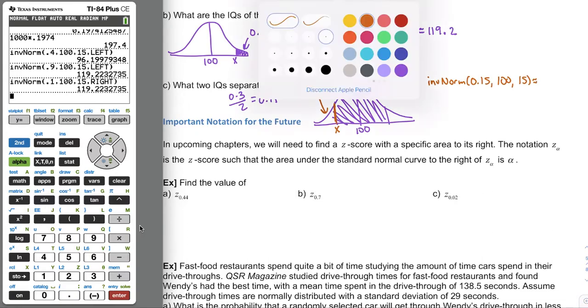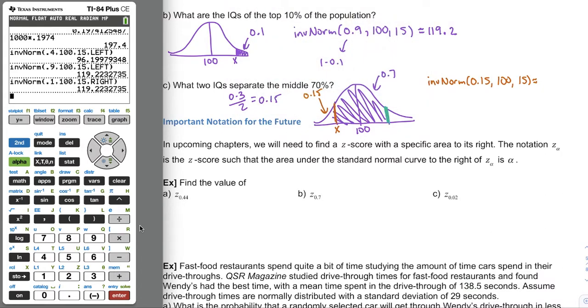Now for the upper value, because we're being asked for 2 values that separate the middle 70%, if I look to the left of this, I have 0.7 plus 0.15. So for this one, the area to the left would be 0.85. Right, so I'm adding up this shaded area plus this over here. For most of your calculators, you do have to have the area to the left. So you can type those in. So let's try that in the calculator.